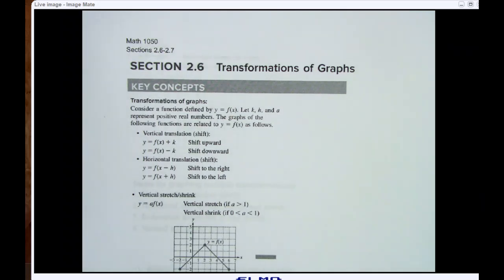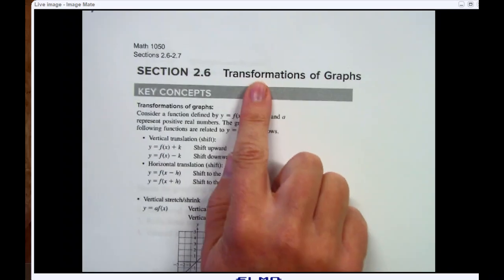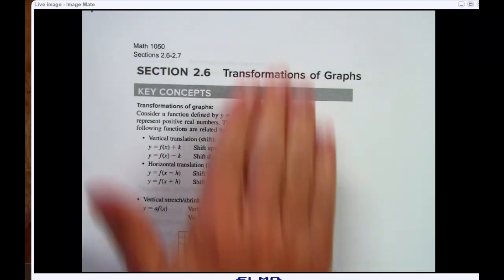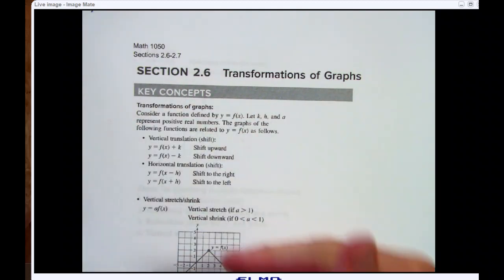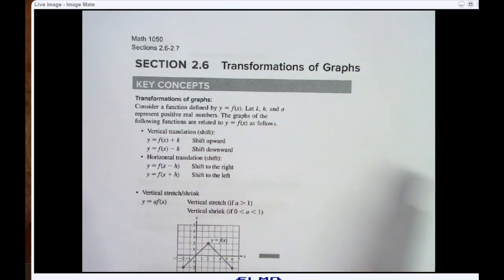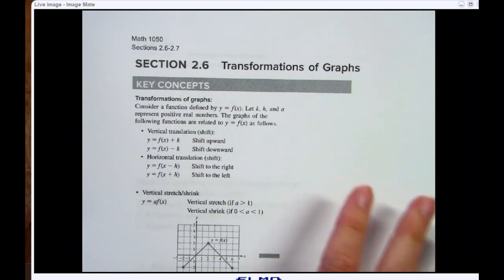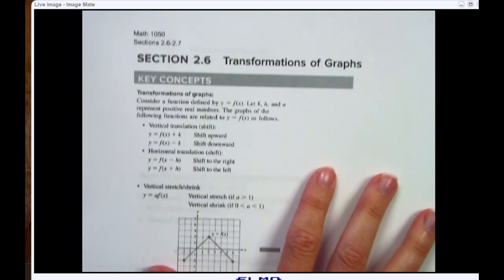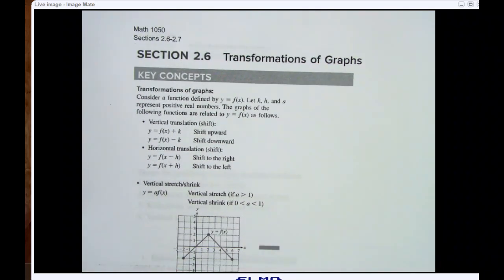Okay, transformations of graphs. That is a fancy way of saying we're taking a parent function and we're moving it up and down and left and right, and we're stretching and compressing it. So we did quite a bit of that in our Math 3 classes. So we will try to bring back what's lodged in the deep recesses of your memory.